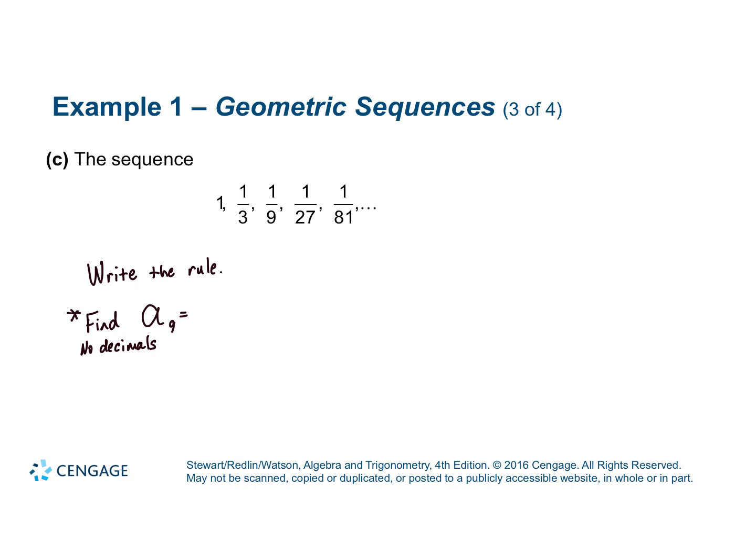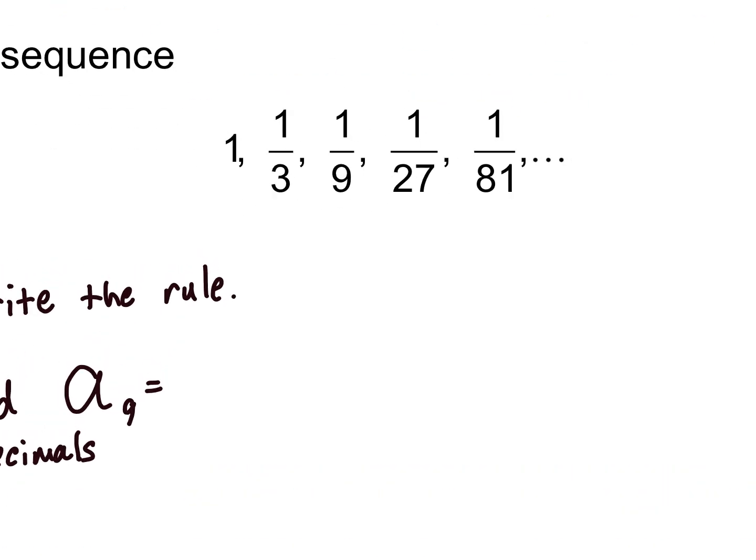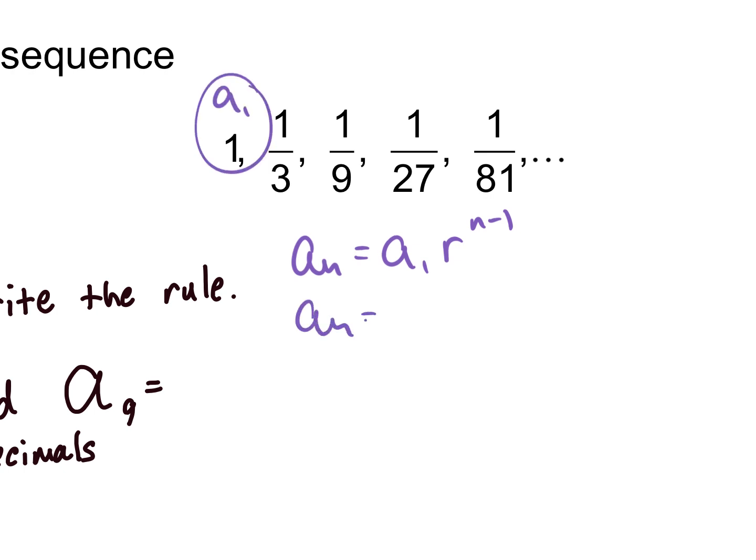All right, example 1C. So we're doing the same thing. We want to write the rule and find the 9th term of the sequence. So our general formula is a sub n is equal to a sub 1 times r to the power of n minus 1. What's our first term here? 1. So a sub n is equal to 1 times, what's our common ratio? What are we multiplying to get from one number to the next?